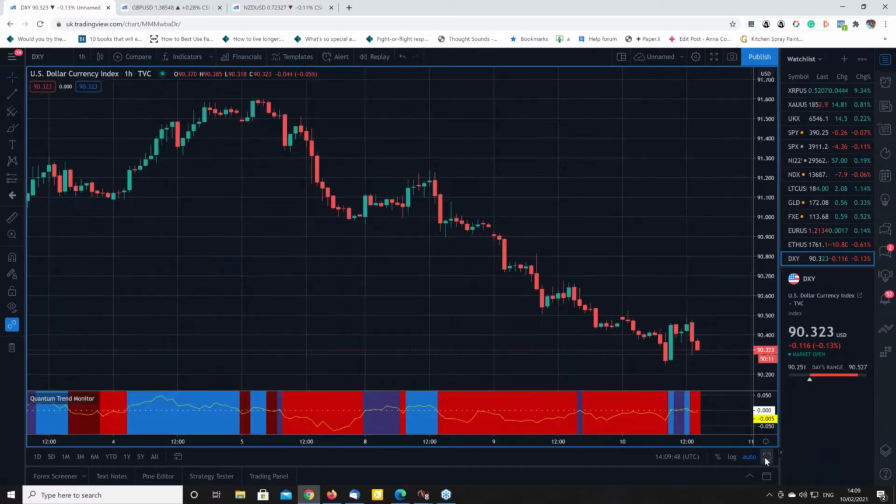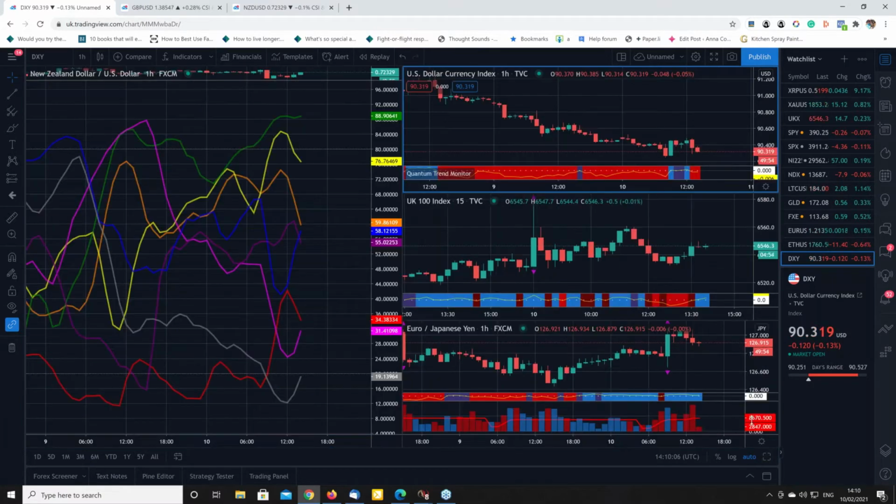There we go. It's been in pretty much a downtrend for a period of price action now, and looks as though it's continuing on into the US session. We had a little bit of a bounce this morning, but it still looks pretty weak.